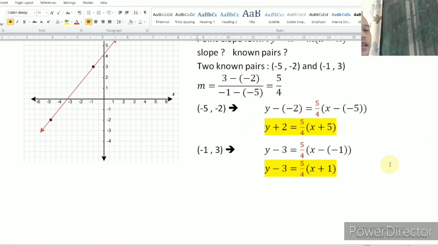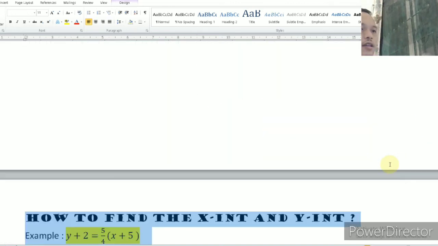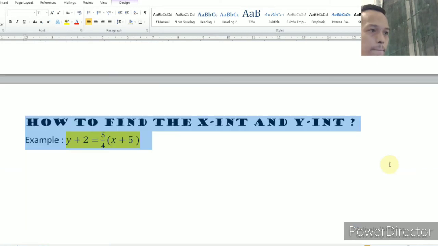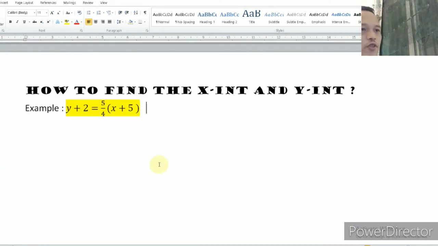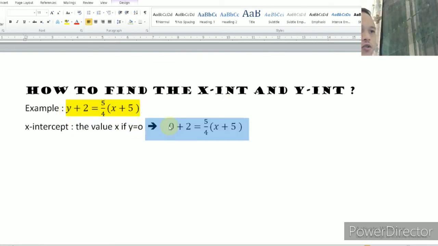The next skill that we need to learn is how to find the x-intercept and the y-intercept. If you're given a point slope form, how can you find the x-intercept and the y-intercept? The concept is still the same. If you want to find the x-intercept, it means you have to find the value of x when y equals 0. So you just substitute 0 into your y, and then you just find x by isolating x.